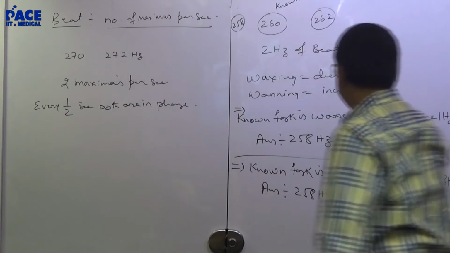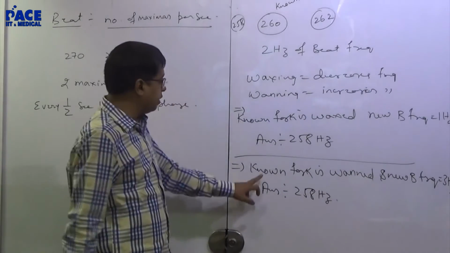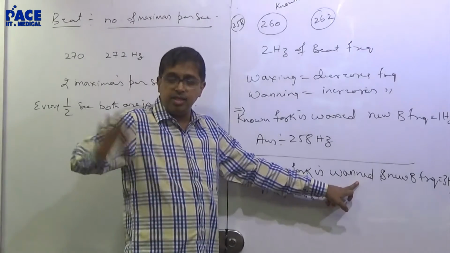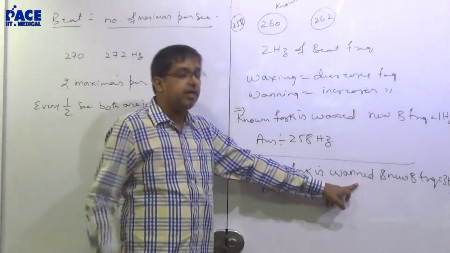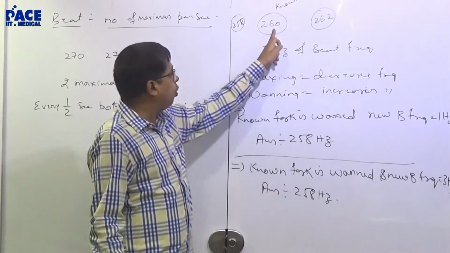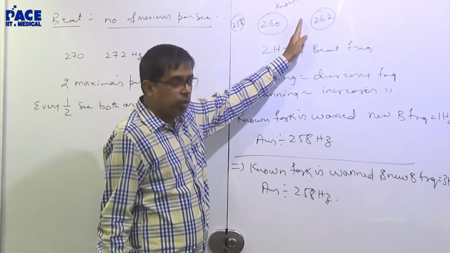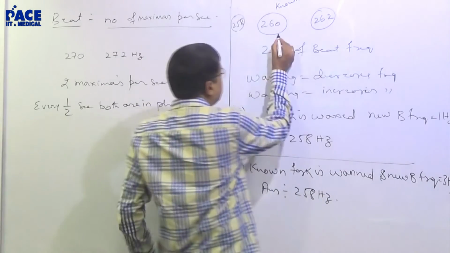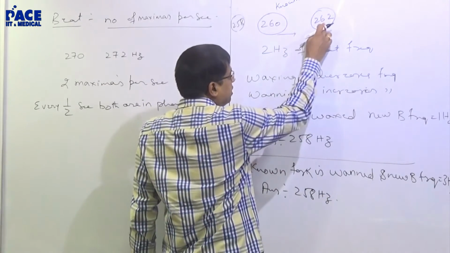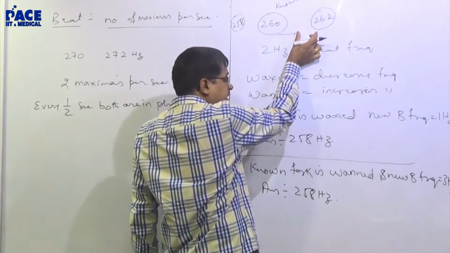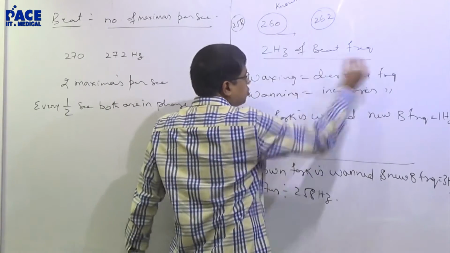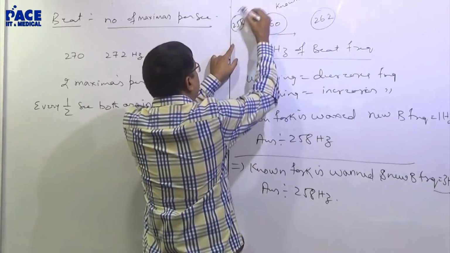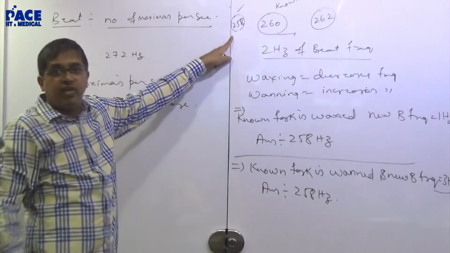No. I'll explain this and I'll take one more example. Have a look at it. Known tuning fork is waned. Waning is filing it, increasing the frequency. So the known tuning fork is waned, that means its frequency will increase. Now you are telling me the beat frequency is 3. If this had been the answer, the beat frequency would have decreased from 2. Initially it was 2, but now you are telling me the beat frequency is 3 hertz. That's possible only if the unknown tuning fork is 258.